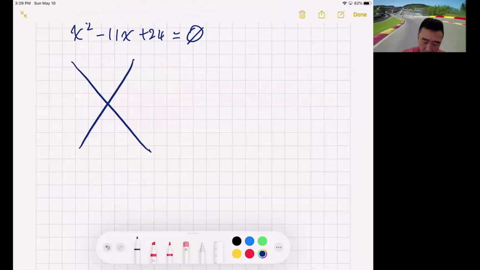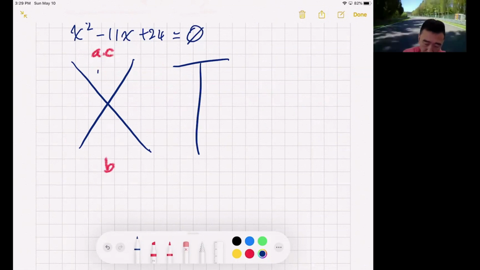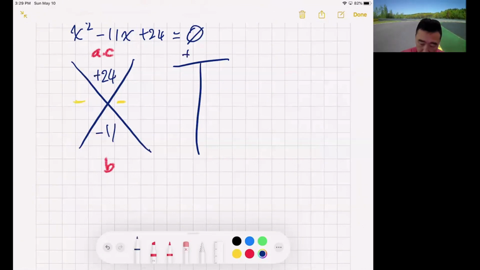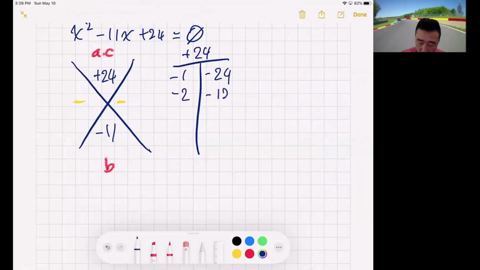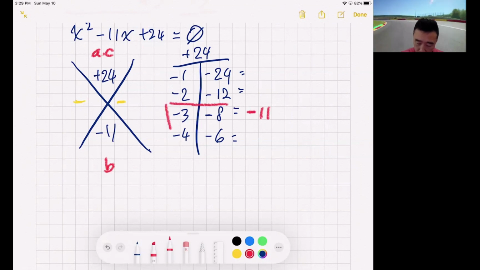Now I'm going to go ahead and make a t-chart. Again, A times C, B. I'm going to put positive 24 here and negative 11 here. We know that both of them are going to be negatives. You should know that. So you got positive 24, and you got negative 1, negative 24, negative 2, negative 12, negative 3, negative 8, negative 4, negative 6. And one of these gives me negative 11. Which one? This one does.